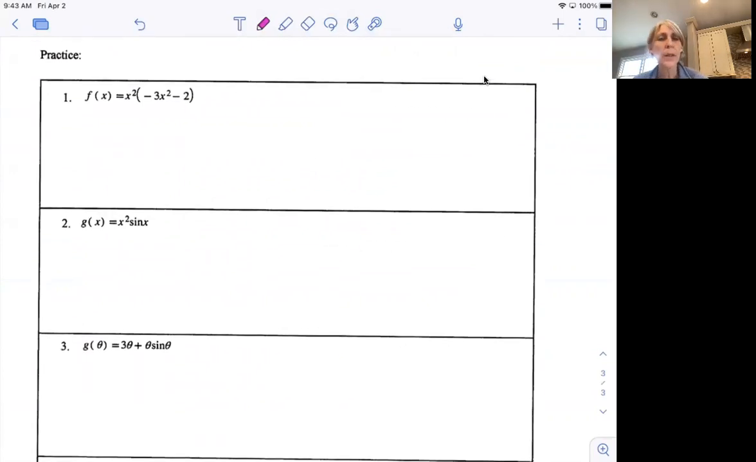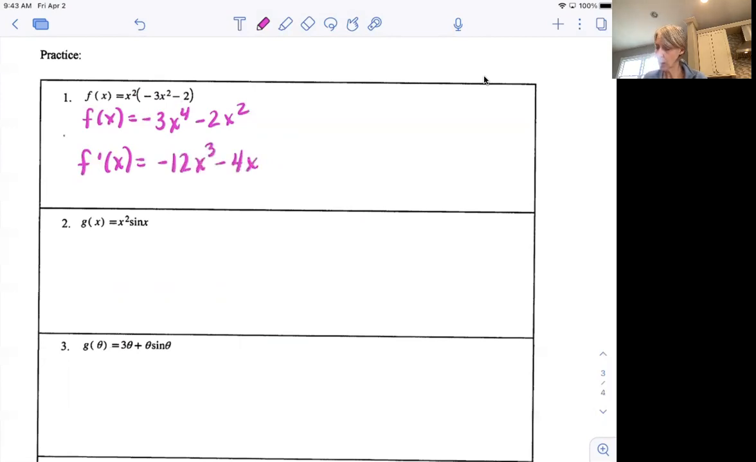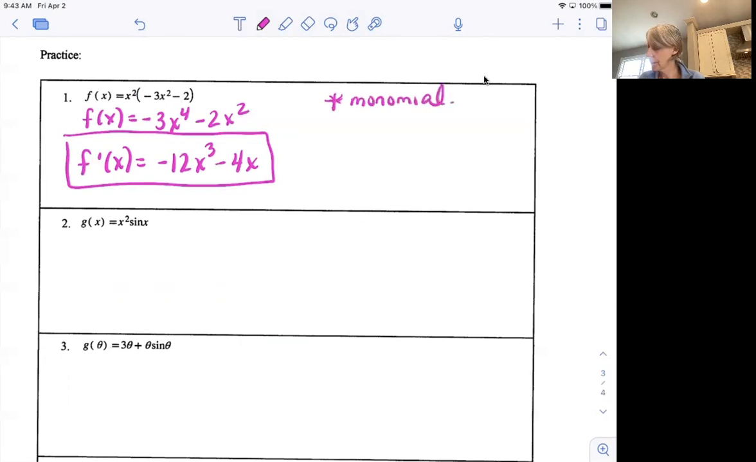Some practice questions now. So if f of x equals x squared times negative 3x squared minus 2, again, I would probably clean this up first. Negative 3x to the fourth minus 2x squared. Just because we know the product rule doesn't mean we have to use it. F prime of x equals negative 12x cubed minus 4x. It's a lot easier. So if you're multiplying by a monomial out front, it may be easier to distribute.